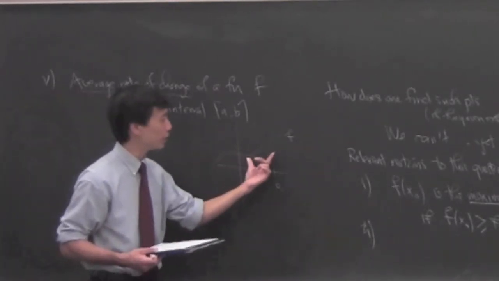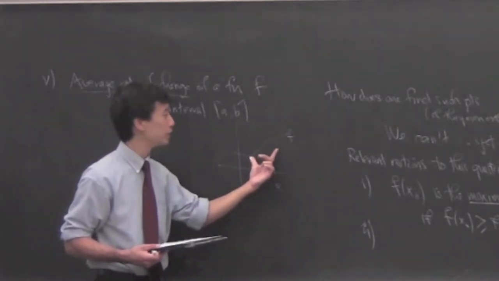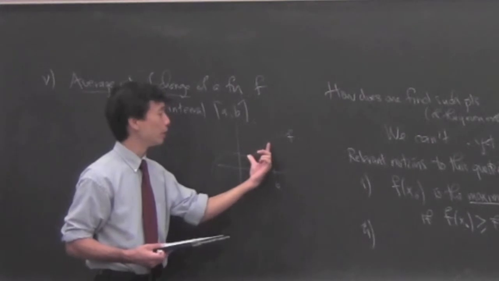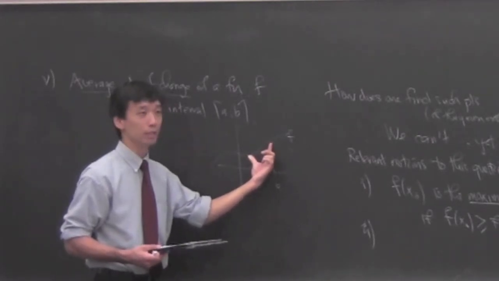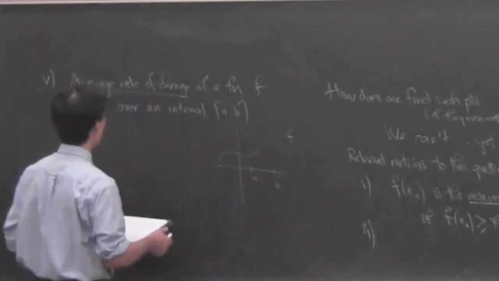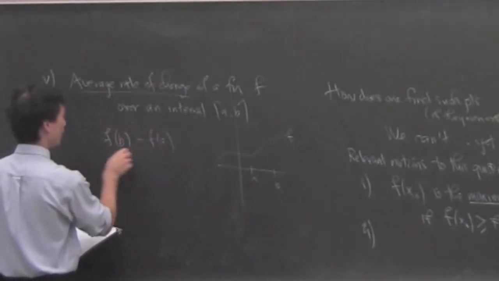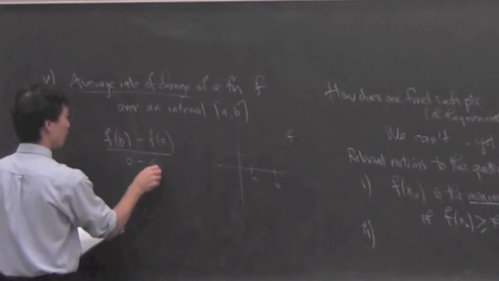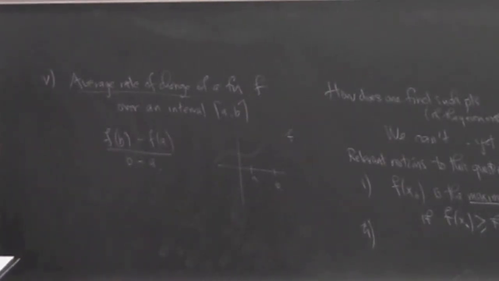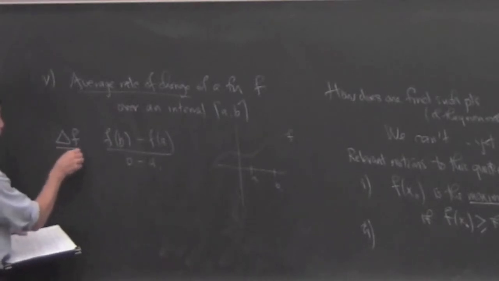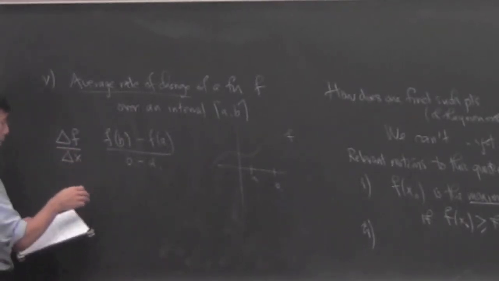So it's the change in the f value, the change in the function over the change in the input. So the average rate of change of the function is usually written f of b minus f of a over b minus a. Or one often writes it as change in f over change in x.